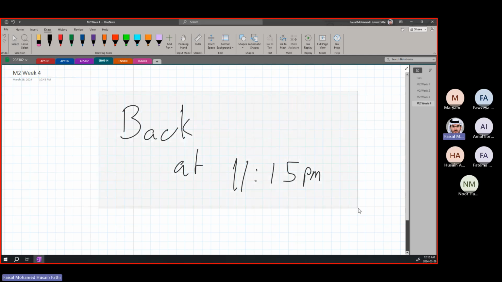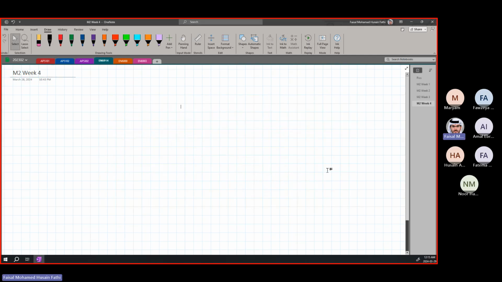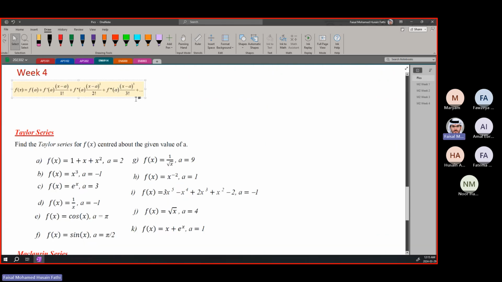All right, let us start with the series. I will start with Taylor series first, even though they teach, I believe, MacLaurin first. The reason I'm starting with Taylor is because MacLaurin series is based on the series of Taylor. The whole idea of Taylor series is this equation. It's using this equation to solve questions.